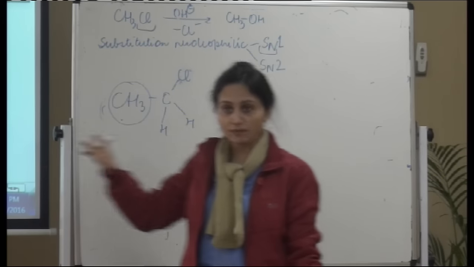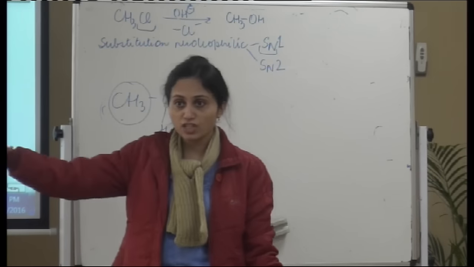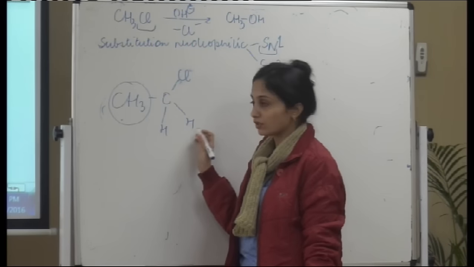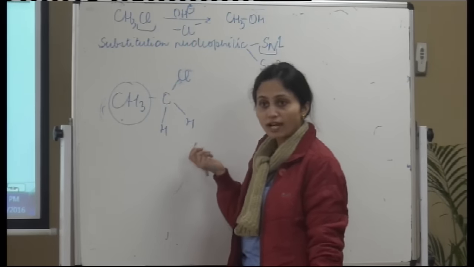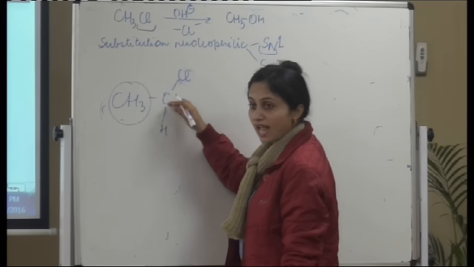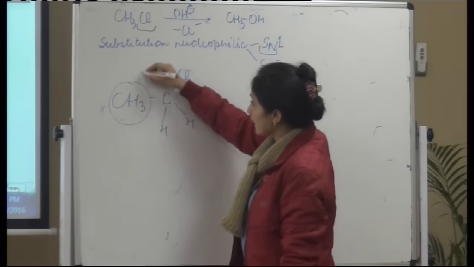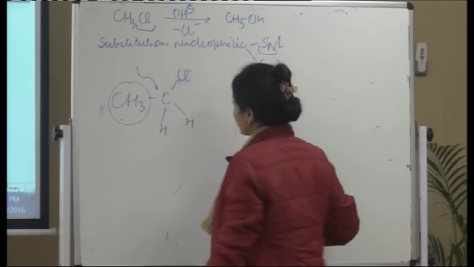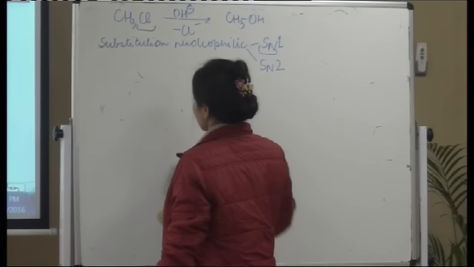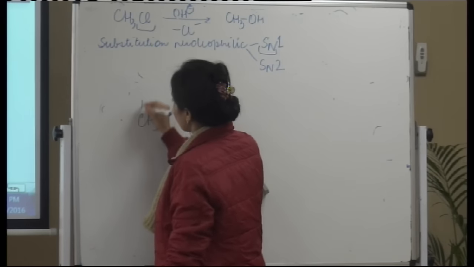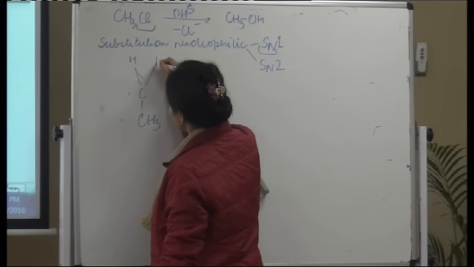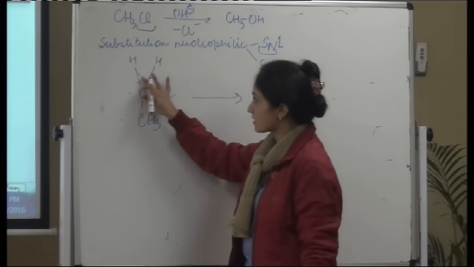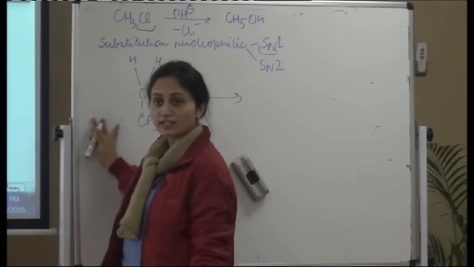If it is a primary alkyl halide, you know that the chain of the alkyl groups goes in one direction and the other two positions in the tetrahedral arrangement are occupied by your hydrogens. So they are not as bulky as your alkyl group. Then your OH minus can attack from the opposite side. You have your CH3 here, you have your C, H and H, and you have your Cl. In this case there is enough space because these hydrogens are not as bulky as your alkyl group.